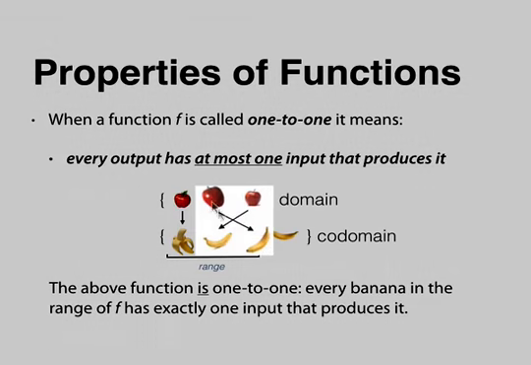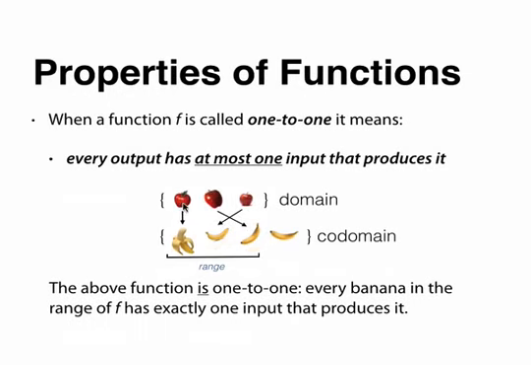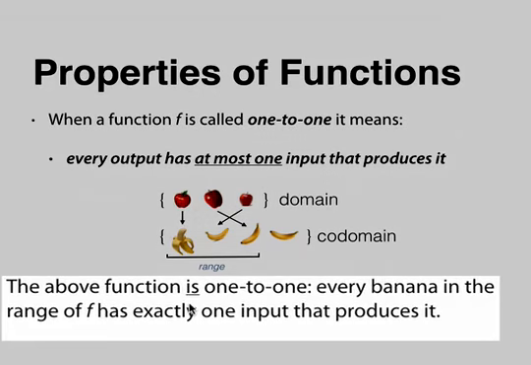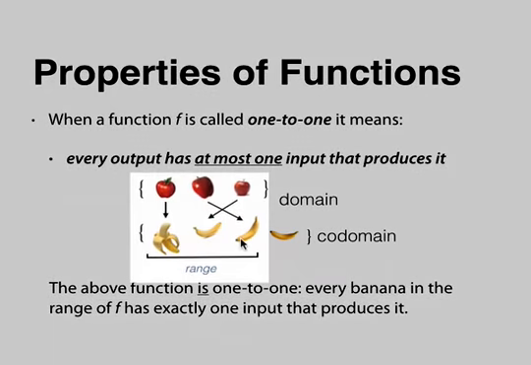This banana has 1 apple that produces it. This banana has 1 apple that produces it. And this banana has 1 apple, right? It's also called the pre-image. Sometimes you put in this apple and you get this banana. So the above function is 1 to 1 because every banana in the range has exactly one input that produces it. Of course, if the banana is in the range, there's got to be at least one input that produces it by definition, because the range is the set of all outputs.